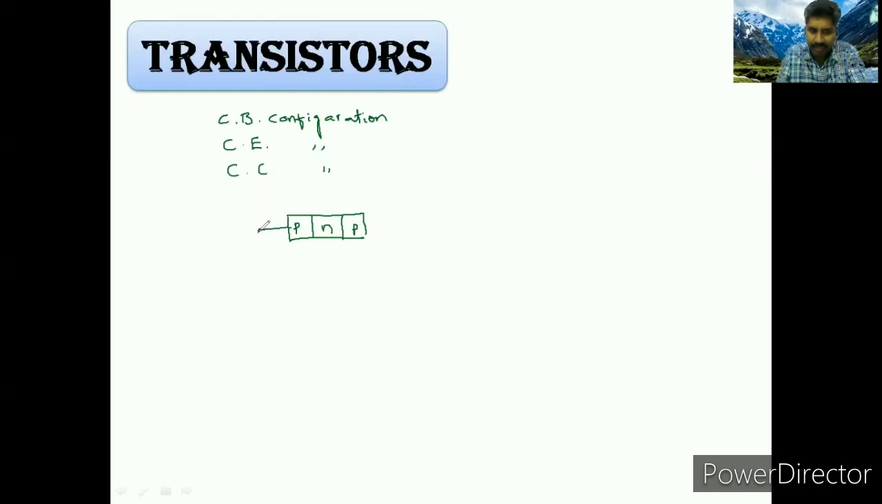Here this is the emitter, collector, and this is the base. So this is the input, and the output terminal we can take. Now this transistor we can draw as a circuit symbol.